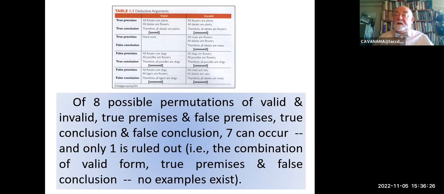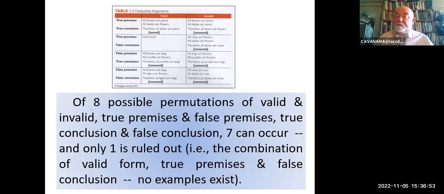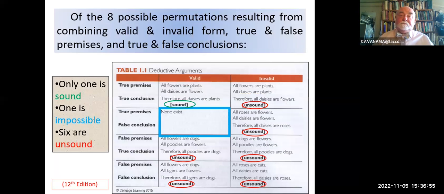Notice that there's one blank. There's one blank box. 7 examples can occur and only one is ruled out. What's ruled out is the combination of having a valid form, true premises, and a false conclusion. No examples exist. We can give examples for all the other 7. No examples can be given for that box, which combines true premises and valid form. There are no examples possible for that.